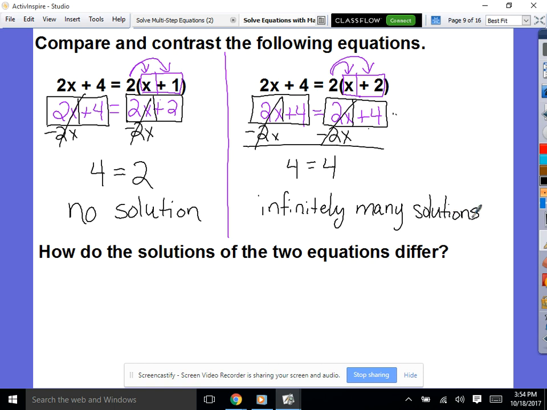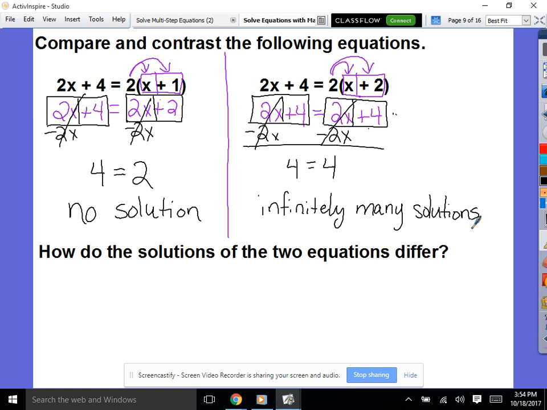And we've already talked about how the solutions of the two differ. The first equation on the left has no solution. There's no value that you can substitute in for x to make that equation balance. The equation on the right, any number that you substitute in for x will satisfy that equation. And if you don't believe me, pick a number, plug it in for x.